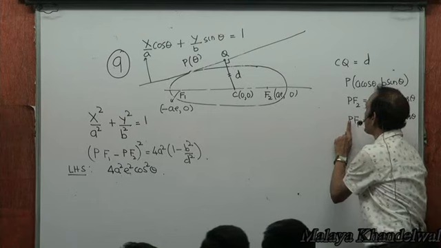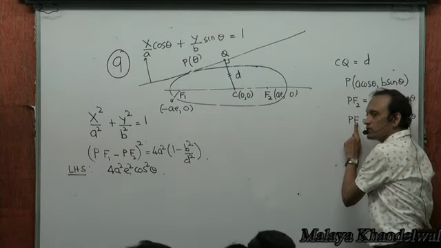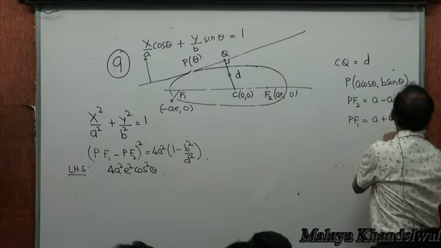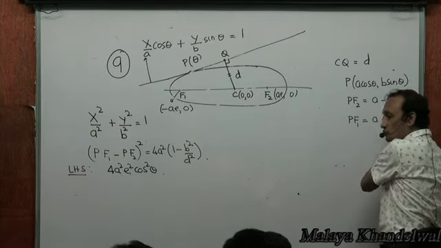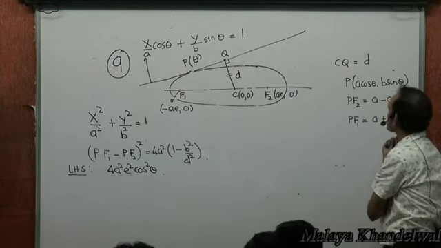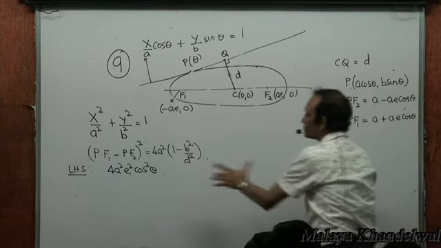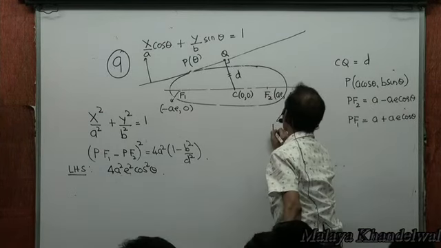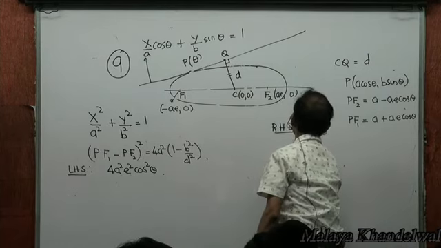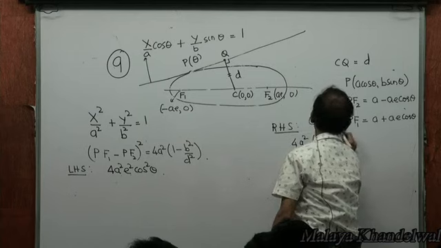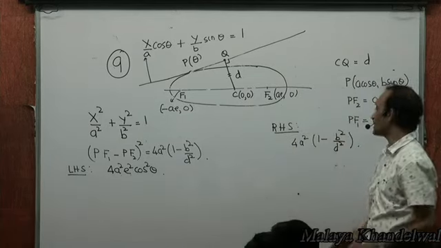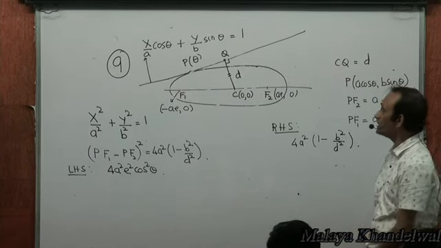So henceforth, don't forget the distance of a point from the focus. One focus is going to be a minus ex. The other focus is going to be a plus ex. x for the point P is going to be a cos theta, with eccentric angle theta. Right? Now, look at the right hand side. 4a squared into 1 minus b squared by d squared. Look at this right hand side.